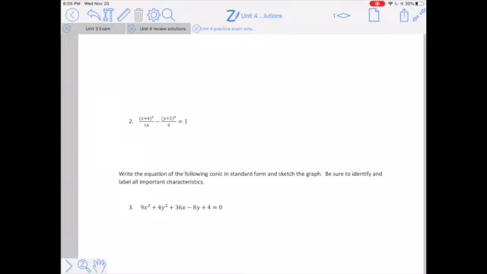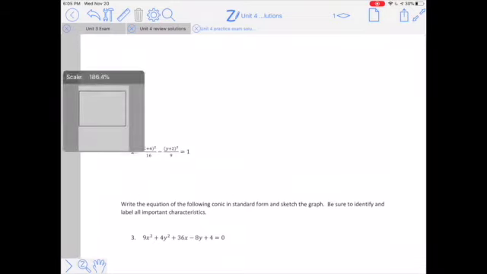The second topic is working with polar coordinates. So can you switch back and forth between rectangular and polar coordinates? Can you plot a couple of points that are given to you in polar form? And can you convert an equation back and forth between rectangular and polar coordinates?